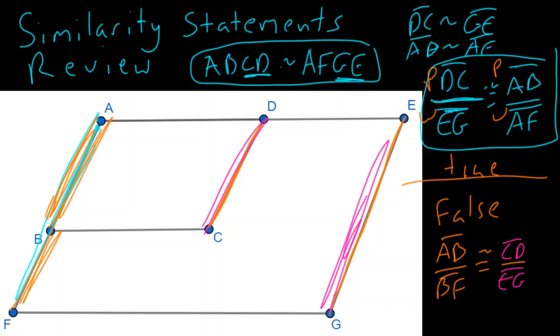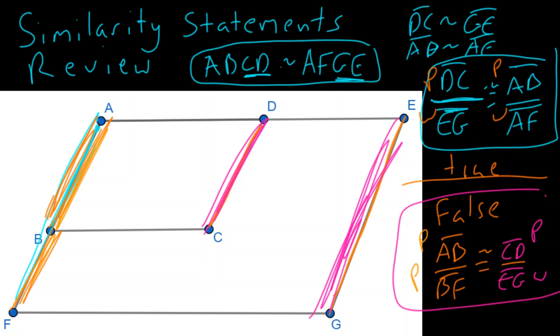Now, how could I tell that that's a false statement? Well, what I want y'all to do is get in the habit of labeling parts and wholes. So I know that AB is a part. I know that BF is a part. And over here, I know that CD is a part, but we know that EG is considered the whole. So is it a false statement to say that part divided by part is congruent to part divided by whole? Yeah, absolutely. So here are your examples of true and false similarity statements.